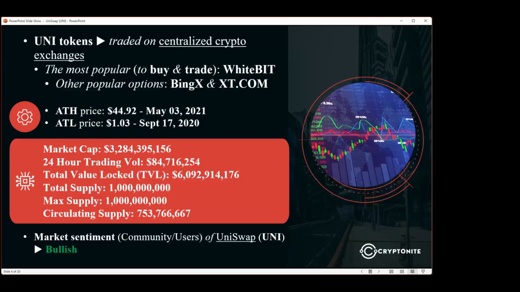They have a max supply of 1 billion coins, total supply of 1 billion coins, and the currently circulating supply is 753 billion coins. So the good thing about Uniswap is they have a max supply, and they're getting close to that max supply, which is always good to see, because then you know that inflation is not going to be too high over the next few years.